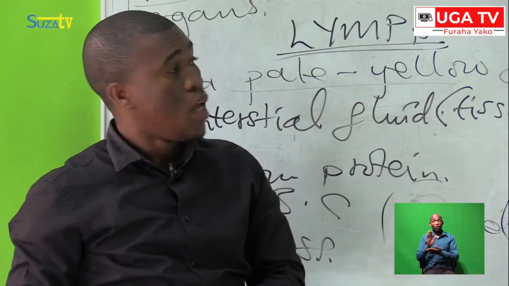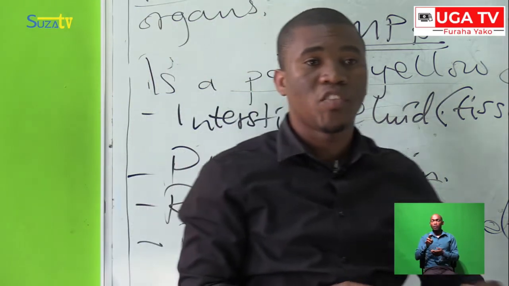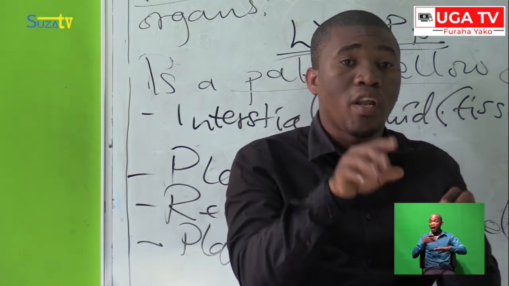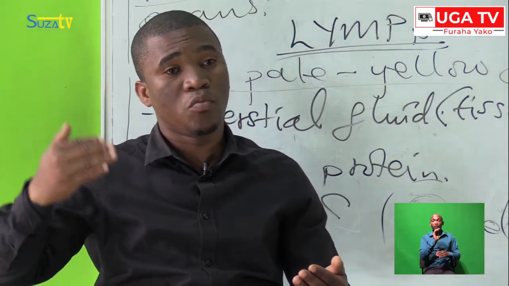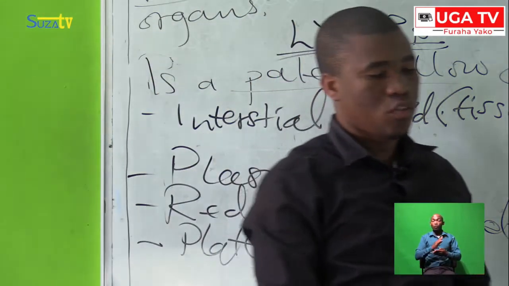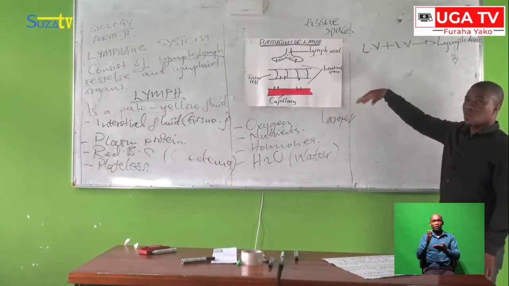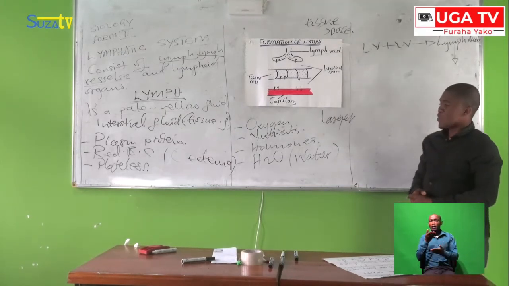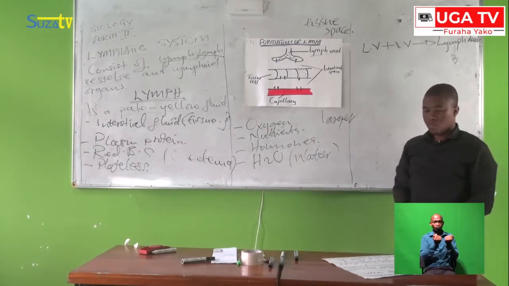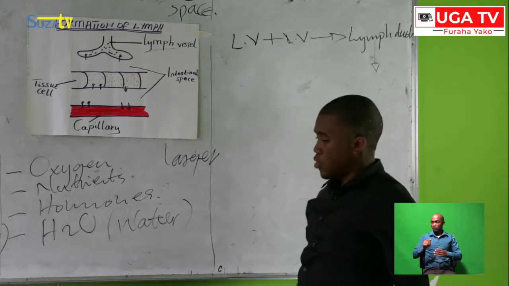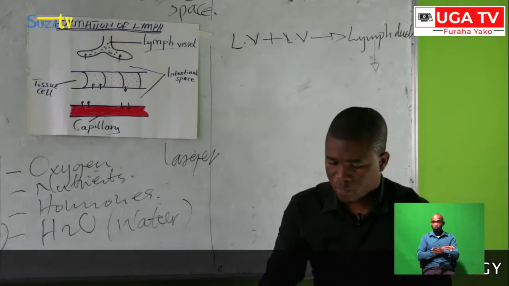And when the lymph is poured into the blood circulatory system, we don't call it lymph now. It will be blood as it is transported through the blood circulatory system. Any question? Maybe there is some area that was difficult for you, especially the formation of these fluids. If you have a problem, please tell me before leaving. If no problem, okay.